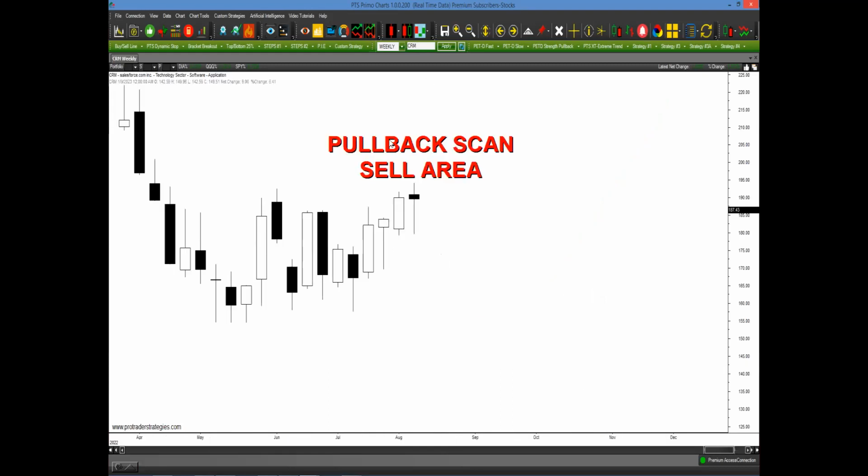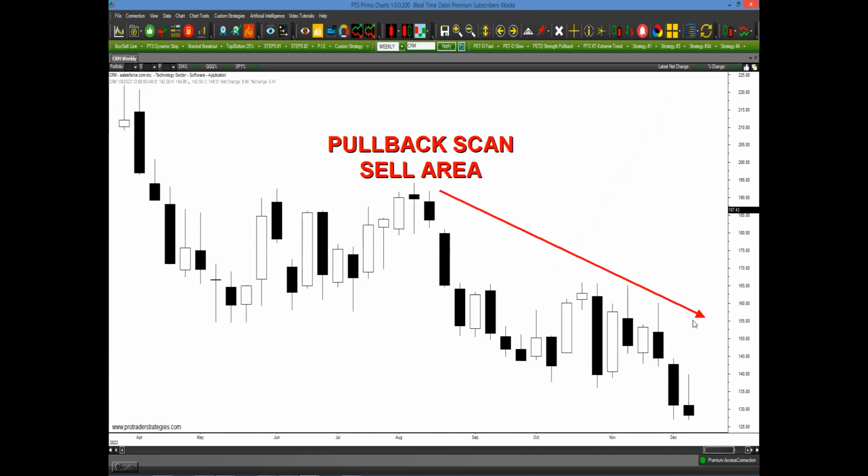All right, here was a pullback scanning sell area that was identified in a weekly chart of the same stock, CRM, and the same process occurred, but this time to the downside. So see, it doesn't matter which direction, it doesn't matter what time frame. You can still get these highly identifiable pullback areas through the scan.